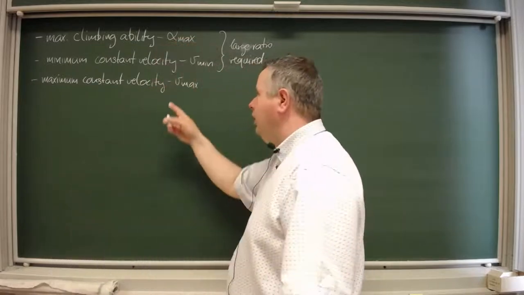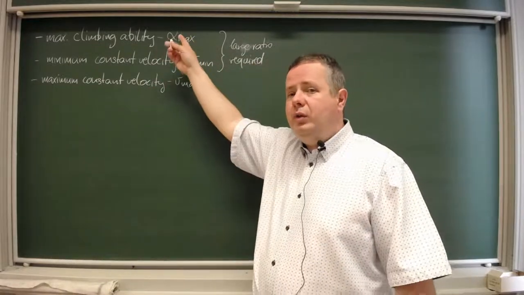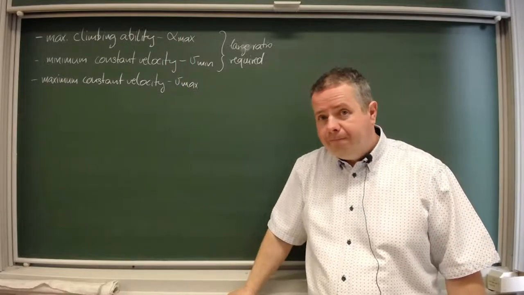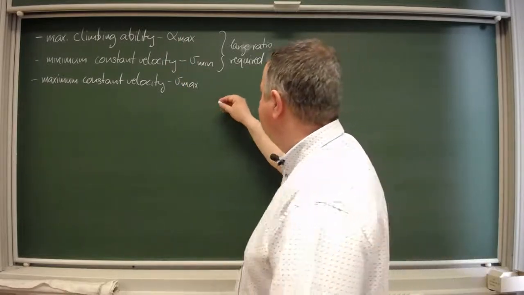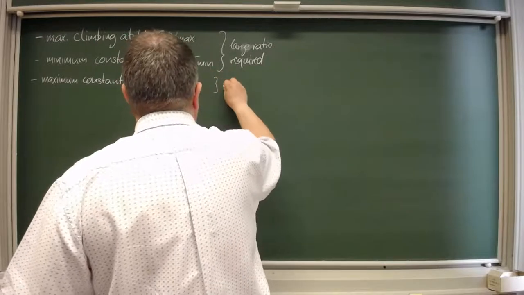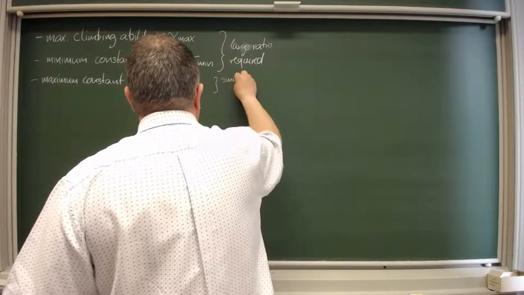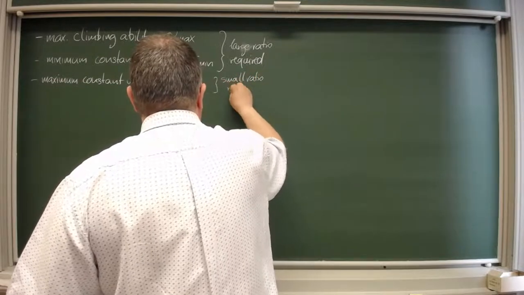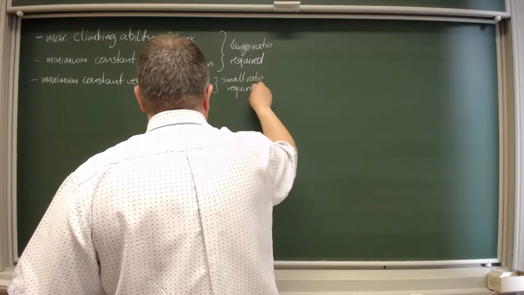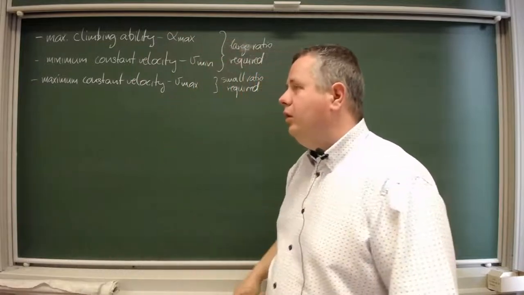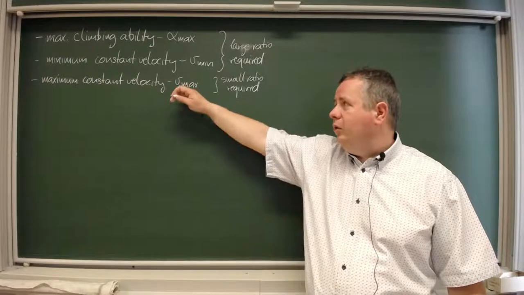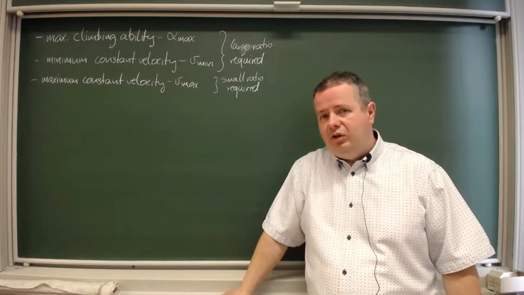So here in these cases, your engine can spin quickly while the vehicle goes forward slowly. And in the third case, here you get a small ratio required. So here your engine may turn quickly, but also your wheel will turn quickly to reach the high speed.